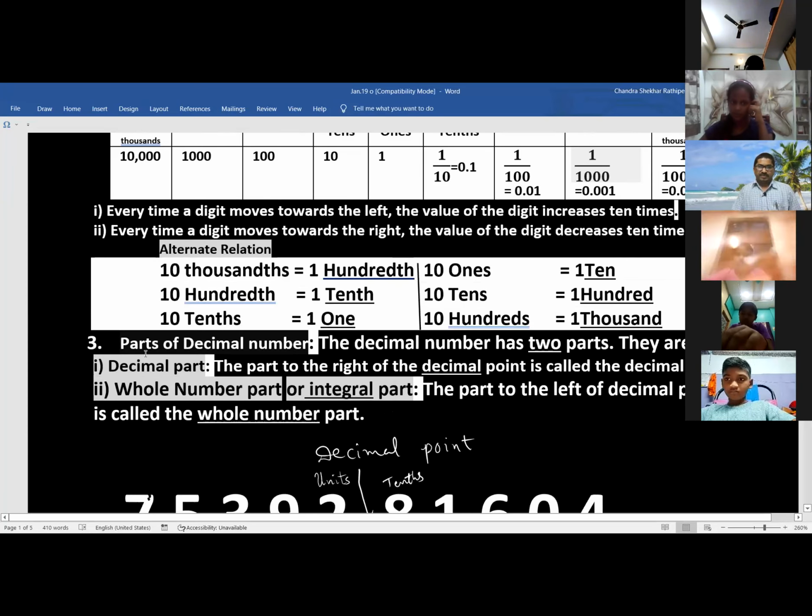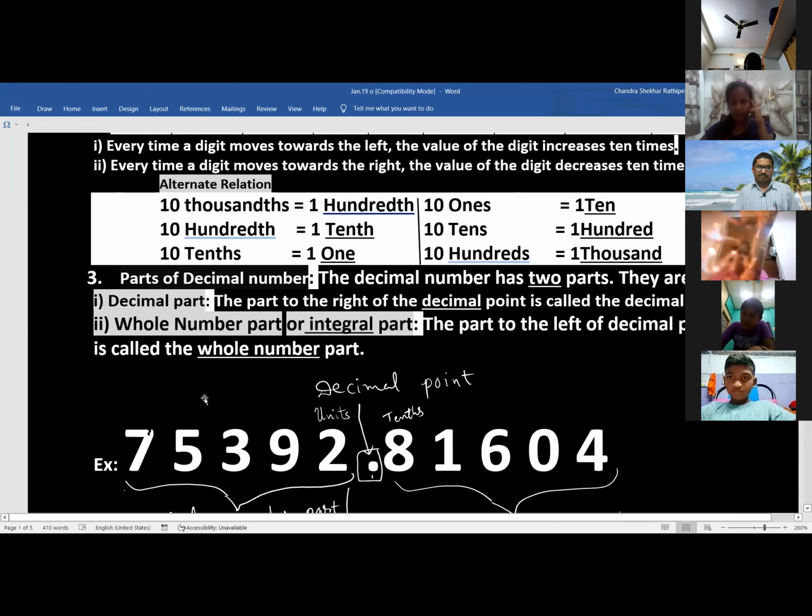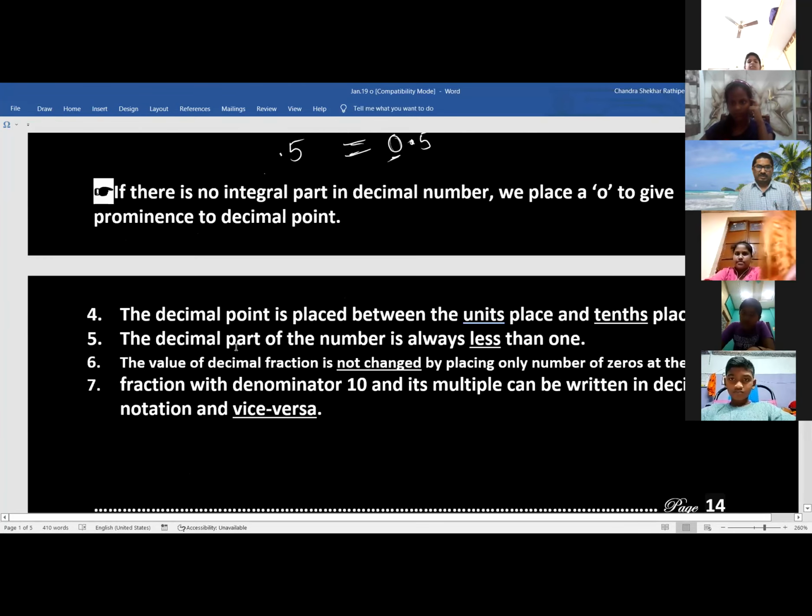So that's why everyone understood, I think. Point number 5: the decimal part of the number is always less than 1. Clear?